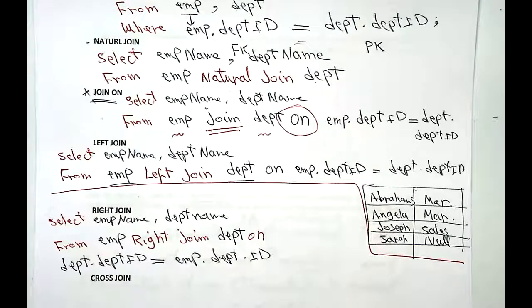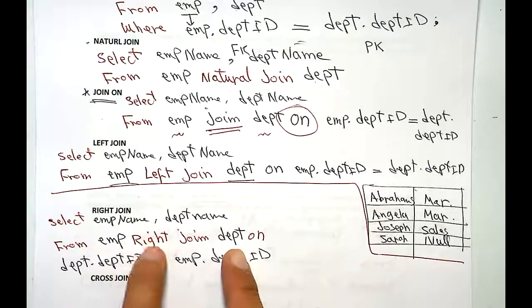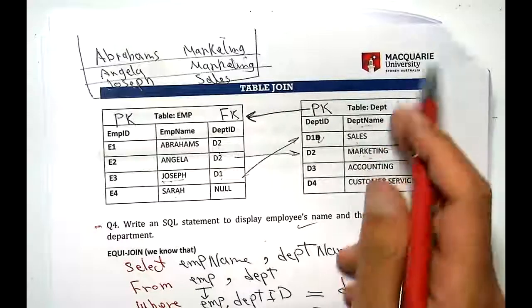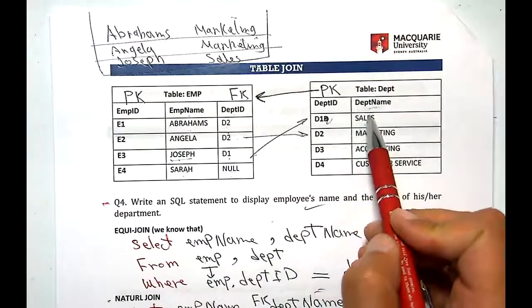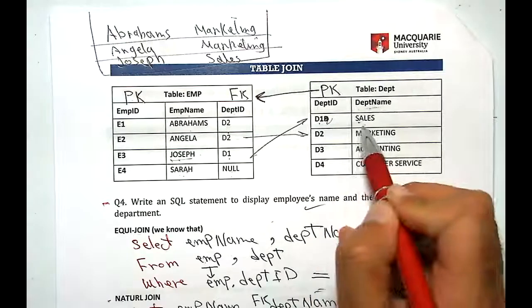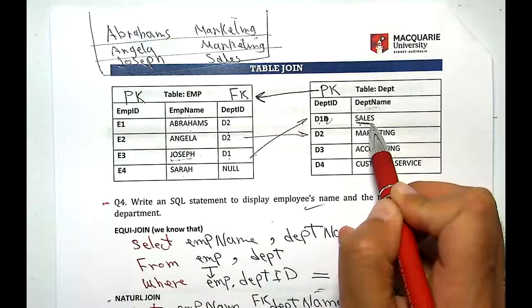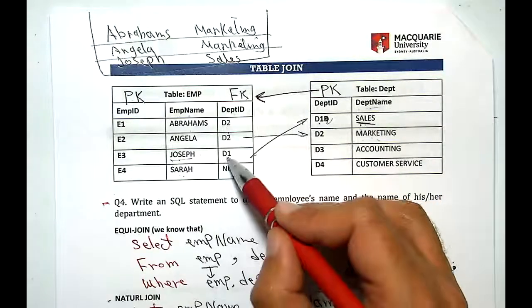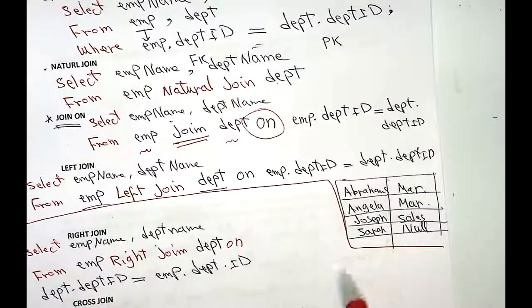So what happened here? So this is my left and this is my right table. Because this is right join, I will get the table on the right, which is dept, this one. I will start to find the match from right to left. So I start with D1, sales. Who works at D1? So D1, Joseph. So the output will be like this.